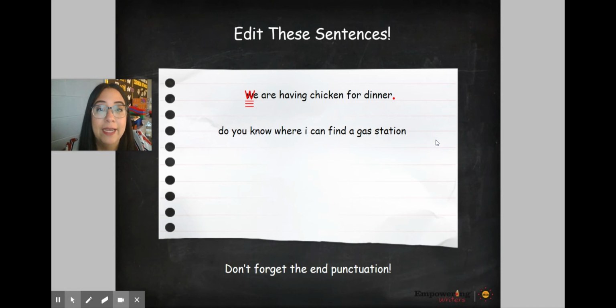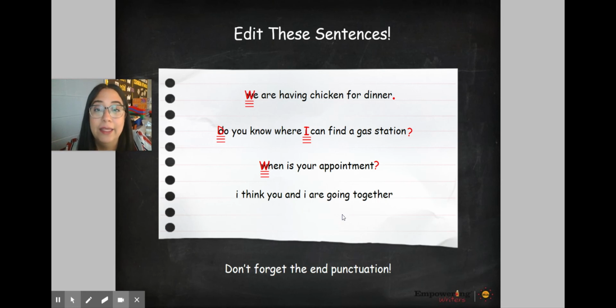Do you know where I can find a gas station? I already see the letter I here that needs to be capitalized, and then I see the D right here. The first letter of the sentence is not capitalized. So what you would do is go into your assignment and fix that, make sure that the D is capitalized, make sure that the I is capitalized. And if it's asking, do you know where I can find a gas station, that's a question, so we would use a question mark. When is your appointment? I notice that the first letter is not capitalized. Need to capitalize that. And it's a question, so we would use a question mark.